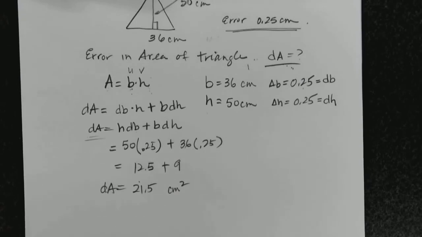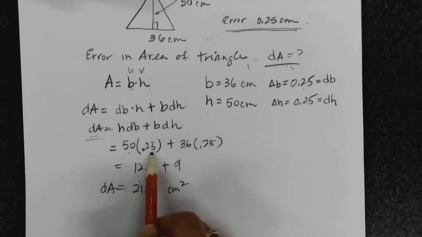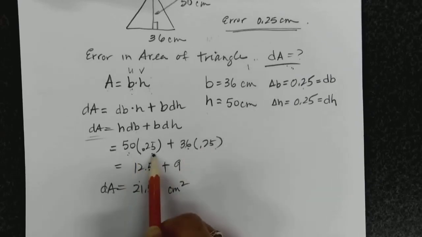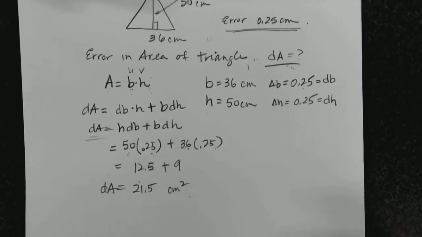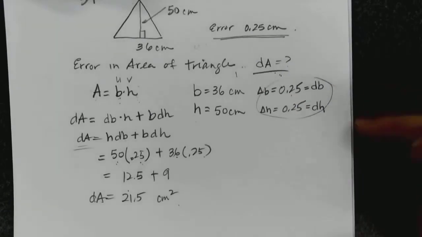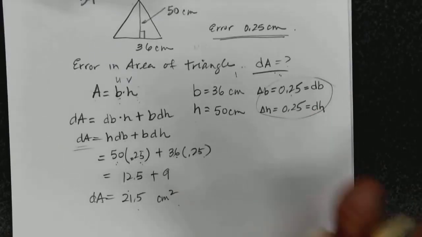Centimeters squared. Because this was centimeters, this was centimeters, this was centimeters, this was centimeters. So centimeters times centimeters gives you centimeters squared. And that will be the propagated error caused by this error in the dimension. Okay, does that make sense? So it's saying that's how far off this is. So let's check. Look at this.